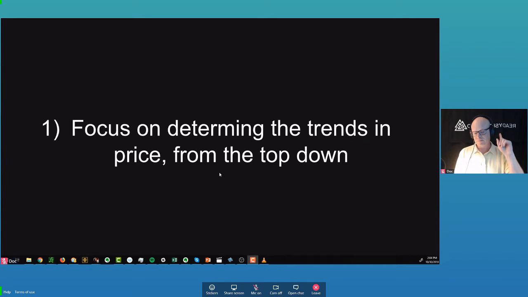So, step number 1, focus on determining the trends in price. Start from the top down. Start with your largest time frame. Most of the time that's going to be your anchor chart, and then work your way down from there. Do this the same way every single time, kind of like how you put your shoes on in the morning. It's the same way every time, right?